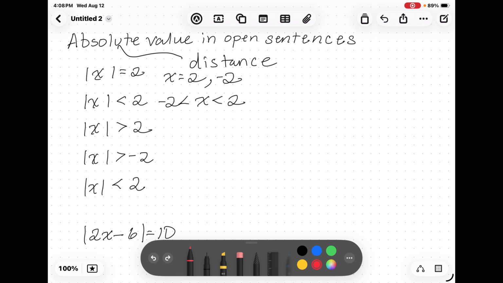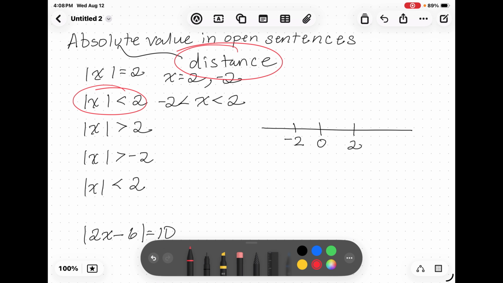Something that I might use to conceptualize this is a number line. I might go, well, here is 2, there's 0, there's -2. Now, what did I say about absolute value? I said it's about distance, right? So this open sentence here is actually saying which values are more than 2 units from 0. That's what it's actually saying.